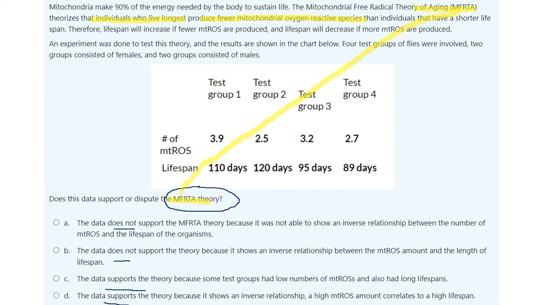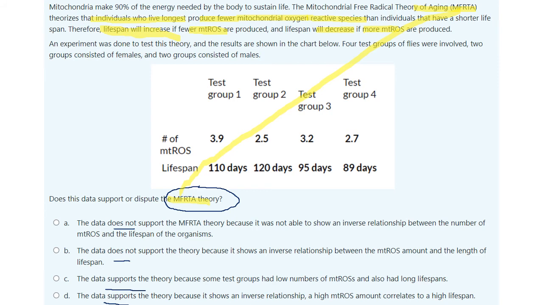So those individuals who live longer have less mitochondrial oxygen reactive species. Therefore, lifespan will increase. Lifespan is longer if there are fewer MTROS, and lifespan will be decreased, will be shorter, if there are more. So more MTROS, less life. Less MTROS, longer life. And an experiment was done to test the theory, and the results are shown below.